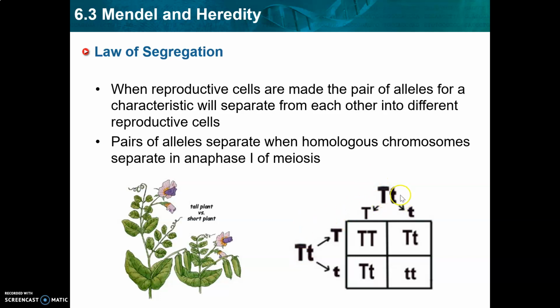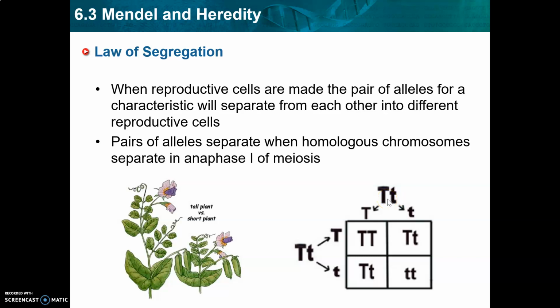So if we look at both parents, when they produce gametes, this capital T could be in a gamete or this lowercase t, but this parent is never going to produce a gamete that has both copies of the alleles in it. So the law of segregation is basically demonstrated every time you draw a Punnett square. This parent is either going to pass down one allele or the other. These two alleles will separate.